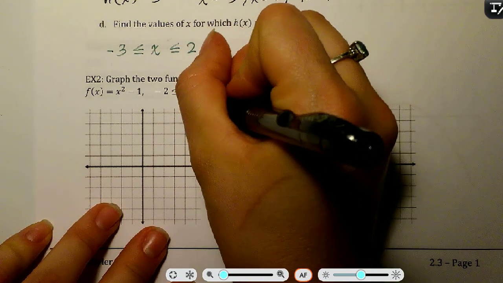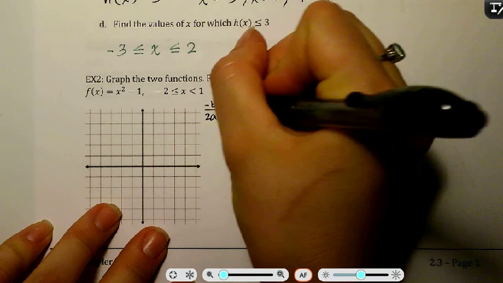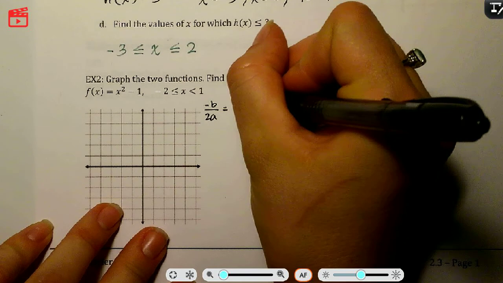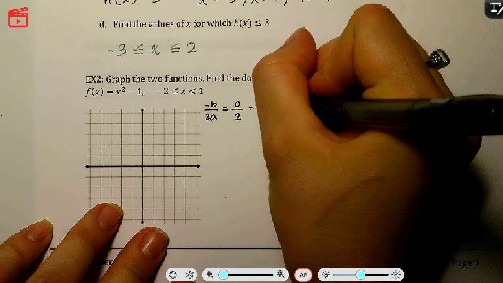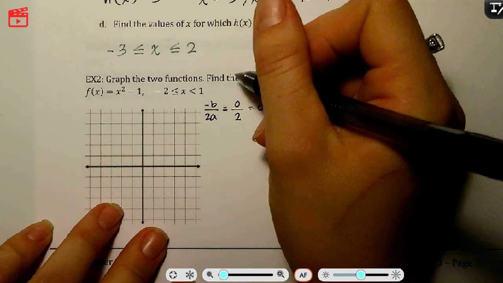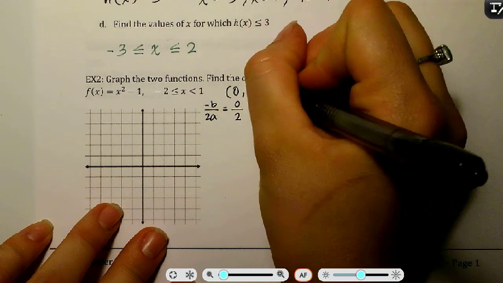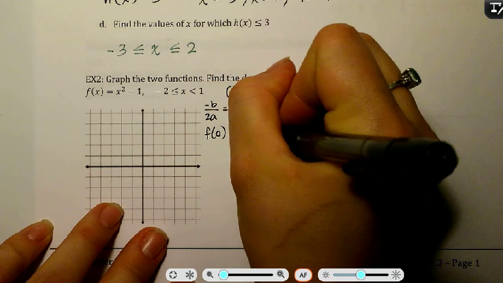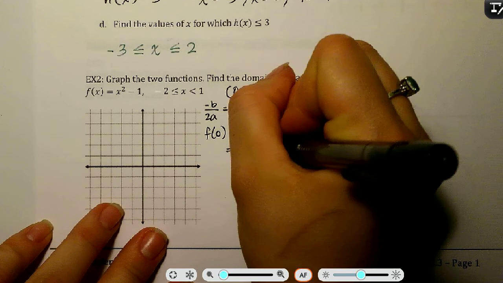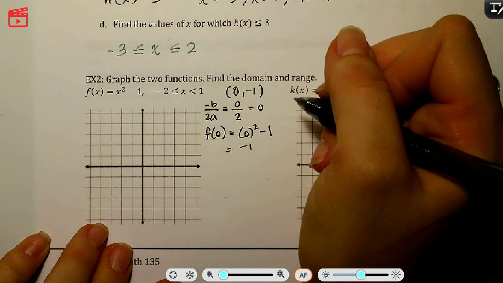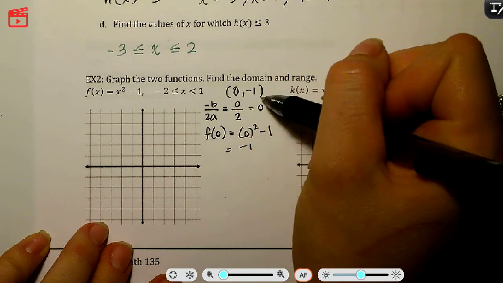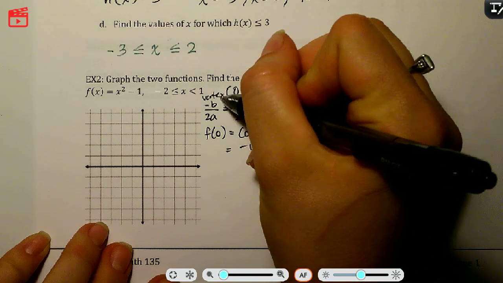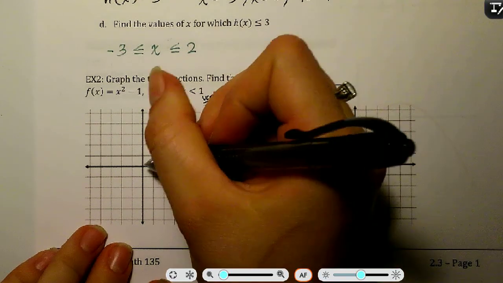So to find the vertex, we're going to do negative b over 2a, which is going to equal, well, the b value, we don't have a b. So that's going to be 0 over 2, which is going to equal 0. And then to find the y value of my vertex, we're going to plug it back in. So f of 0 is going to equal 0 squared minus 1, which is going to equal minus 1. So there's my vertex, minus 1, and notice that will also be my y-intercept. Let me write vertex here. Okay, so vertex and y-intercept, (0, negative 1).